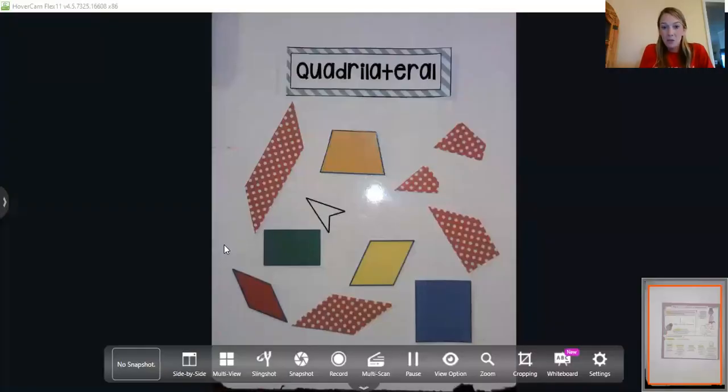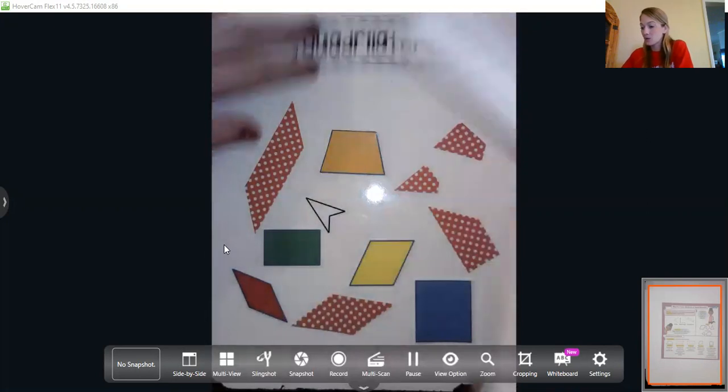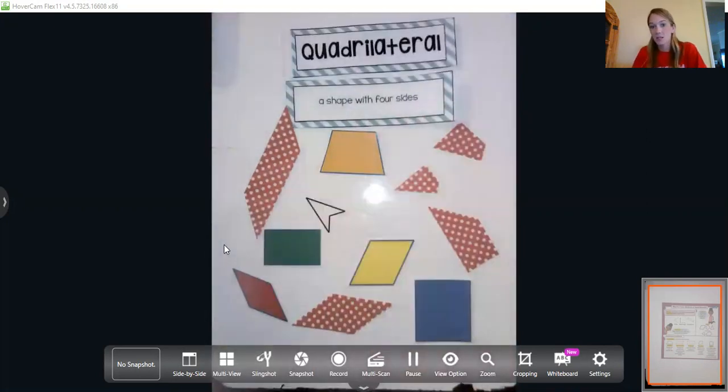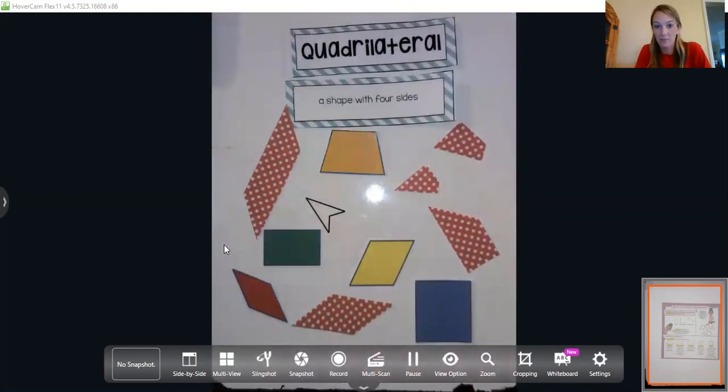Okay, so here is the word quadrilateral. We've talked about prefixes before, and we know that prefixes help us figure out how many sides are in a polygon a lot of times. So the prefix here is quad, and quad usually means 4. So any quadrilateral is just a shape with 4 sides. So all of these are quadrilaterals, every shape on here.